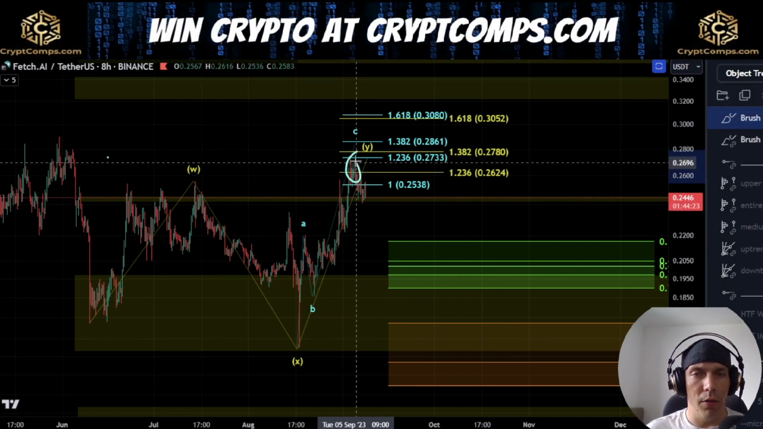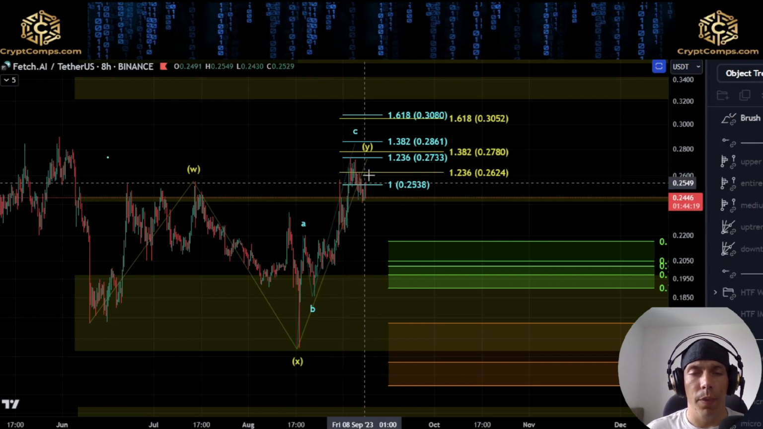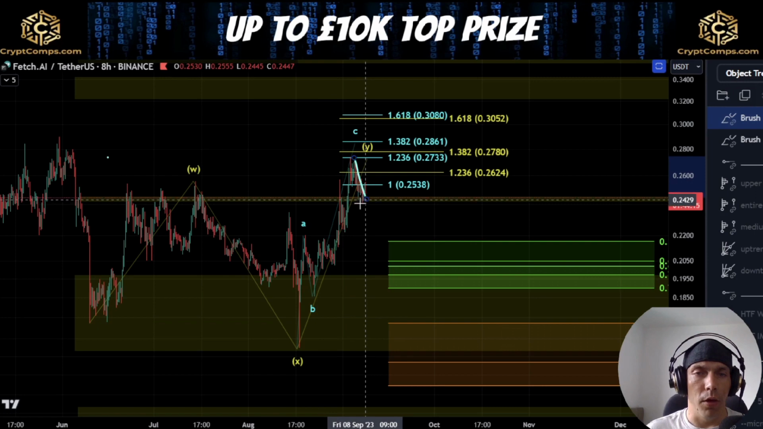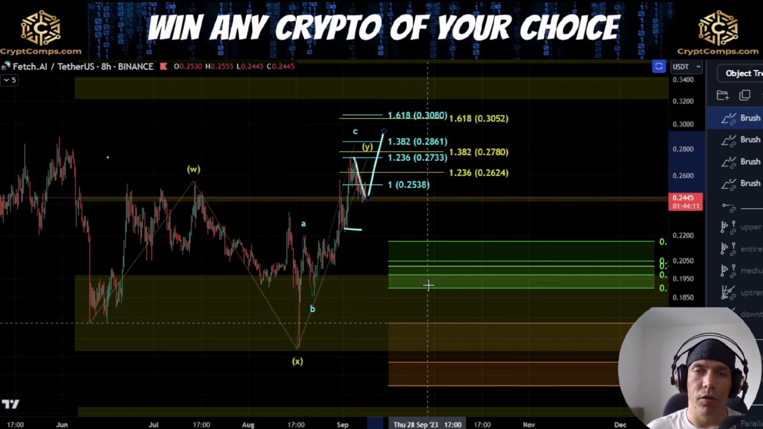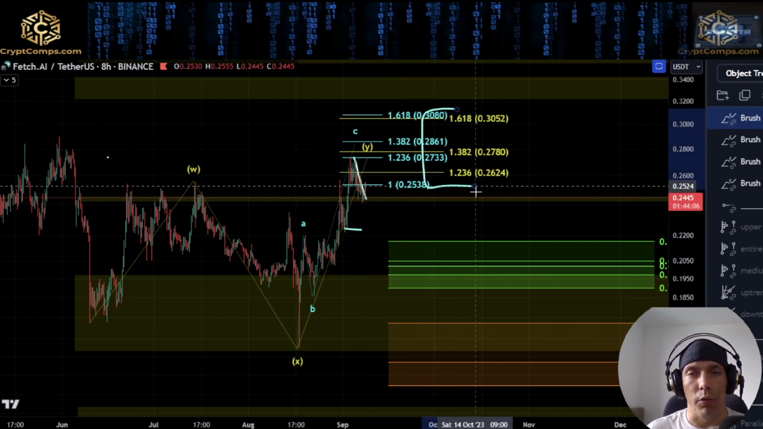Now, we have already hit this 1.618 level. Now we have already hit this 1.236 level. What I'd be looking out for here is if we continue to hold these previous fourth waves here, we could still continue to see some price action pushing to the upside, where we see these higher levels get hit.